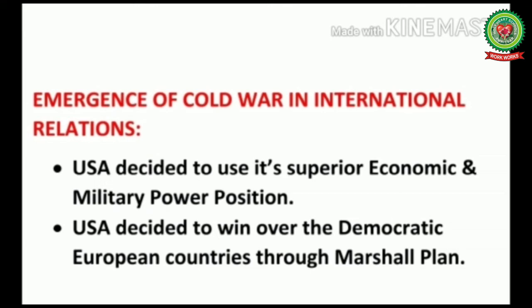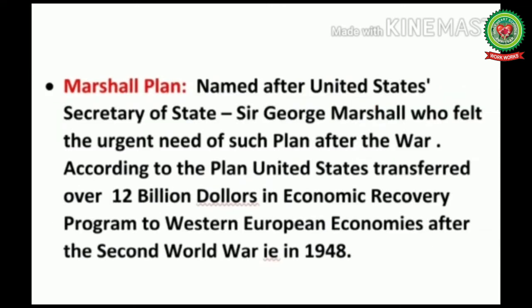In order to fill the power vacuum in Europe, the USA decided to use its superior economic and military power position. USA decided to win over the democratic European countries through Marshall Plan. Now, first I will tell you a brief about Marshall Plan. This plan is named after United States Secretary of State Sir George Marshall, who felt the urgent need of such a plan.